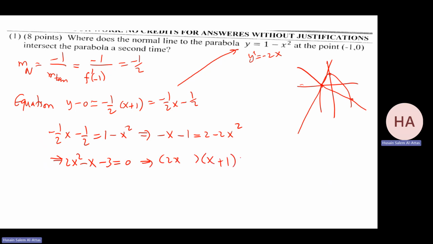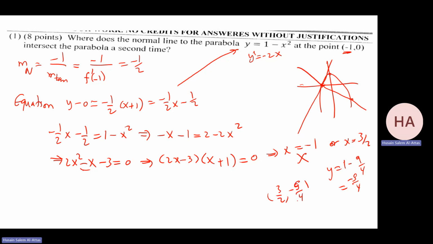Factor it. I should have x plus 1 from here. I should have x because this is the point of intersection. And this is minus 3. Minus 3 plus 2 minus x, which is correct. So I have x equals minus 1, which is no need, or x equals 3 over 2. If x equals 3 over 2, what will be y? Can plug it here. 1 minus 9 over 4, which is minus 5 over 4. So the point is 3 over 2 and minus 5 over 4.